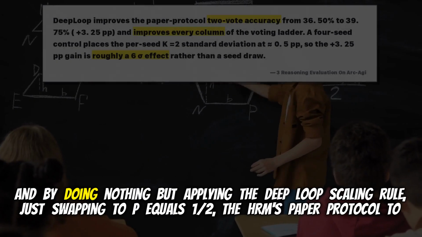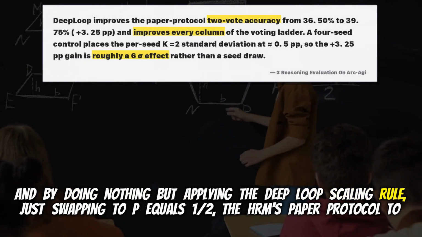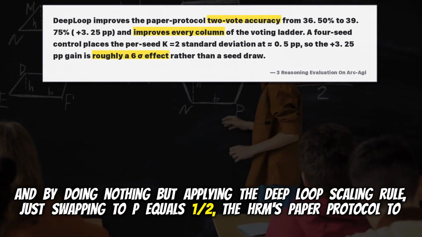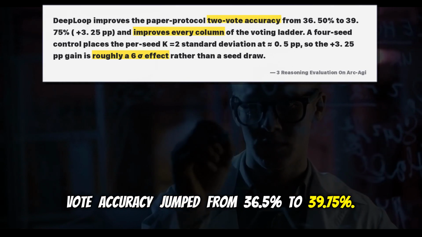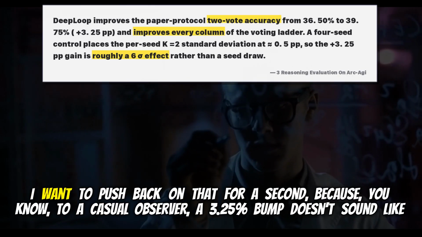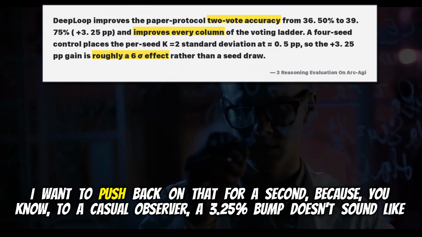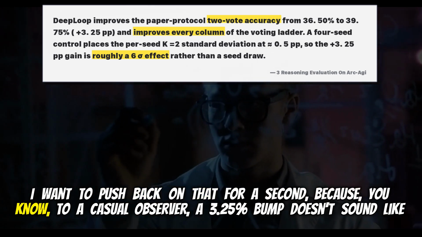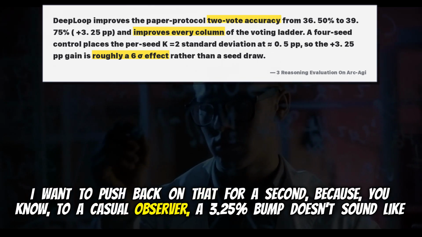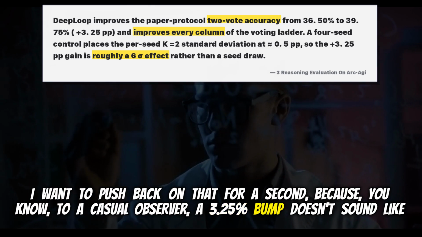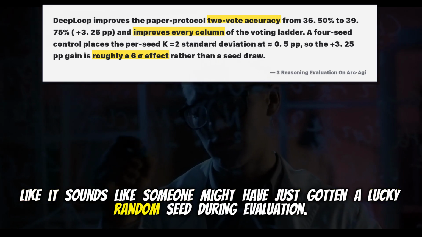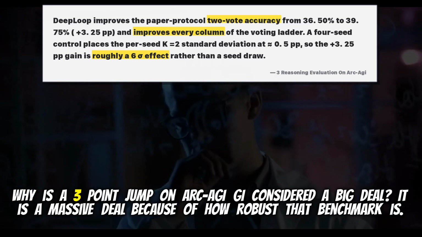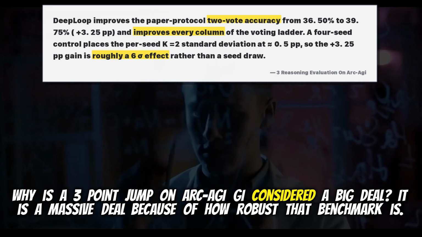Right. And by doing nothing but applying the DeepLoop scaling rule, just swapping to p equals 12, the HRM's paper protocol two-vote accuracy jumped from 36.5% to 39.75%. I want to push back on that for a second because, to a casual observer, a 3.25% bump doesn't sound like a revolution. It sounds like someone might have just gotten a lucky random seed during evaluation. Why is a 3-point jump on ARC-AGI considered a big deal?